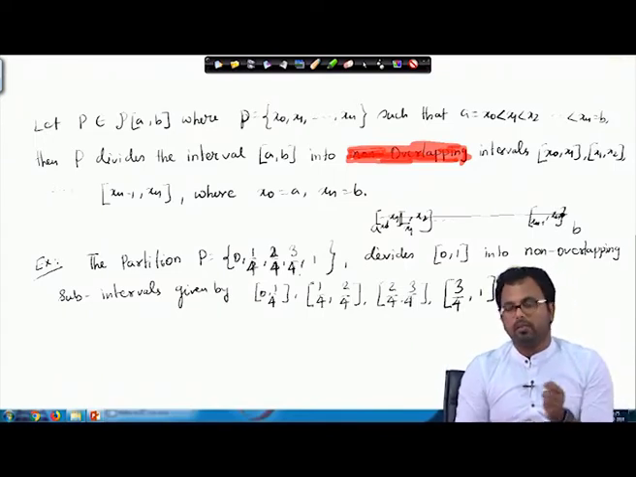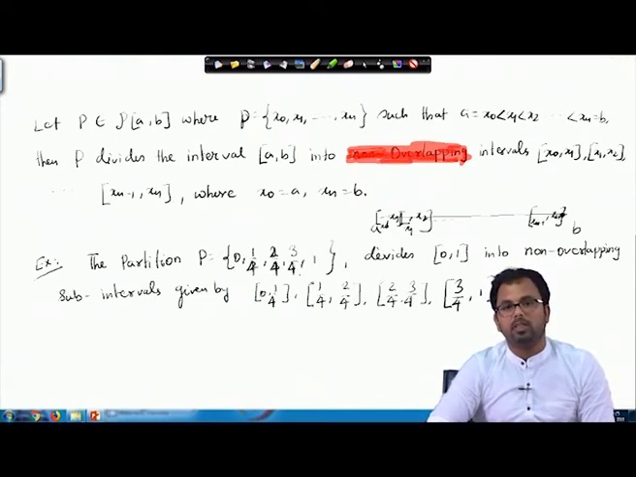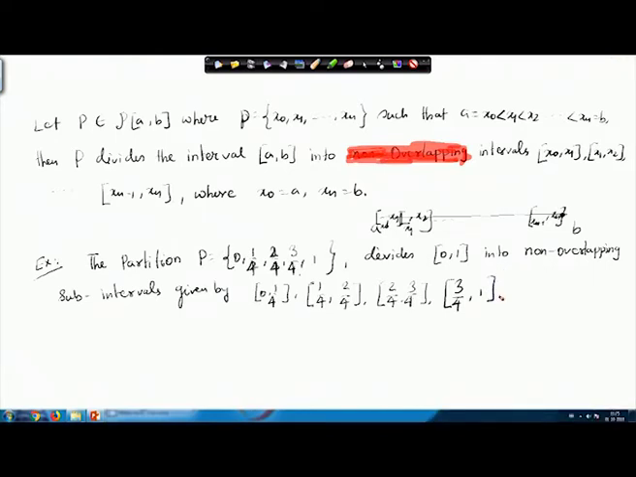Now that we have cleared out the concept of partition, we will look into Riemann integrability, because Riemann integrability involves these concepts of partition and subintervals. But before we do that, we will look into what is upper sum and lower sum. Sometimes they are also called Riemann upper sum or Riemann lower sum. To do that, we will start with a new page.